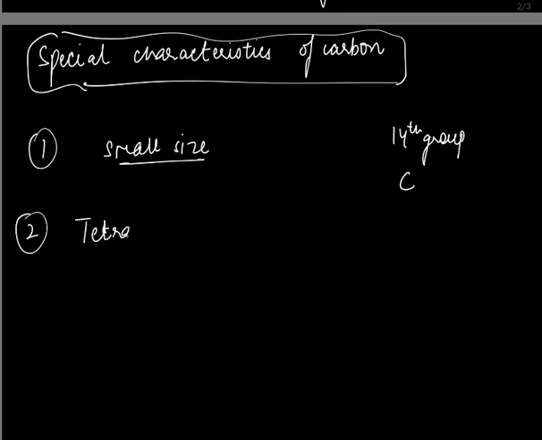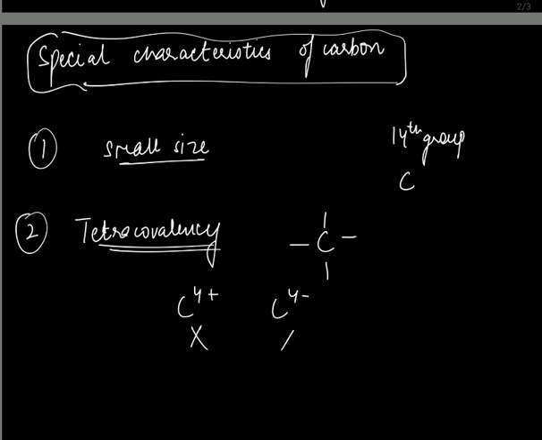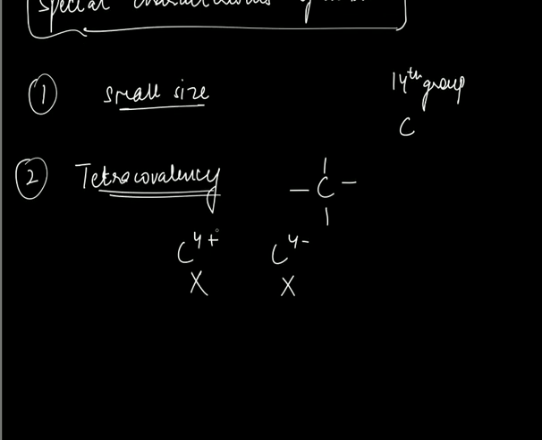Then tetracovalency. Tetracovalency means its valency is 4 since it's forming covalent bonds. So carbon can form 4 bonds. Now the point is, why can it not form C4+ or C4-, donating or accepting 4 electrons? There are energy factors. C4+ means it needs to remove 4 electrons, and removing electrons from an atom requires energy. So it's a very energy expensive process to remove 4 electrons.